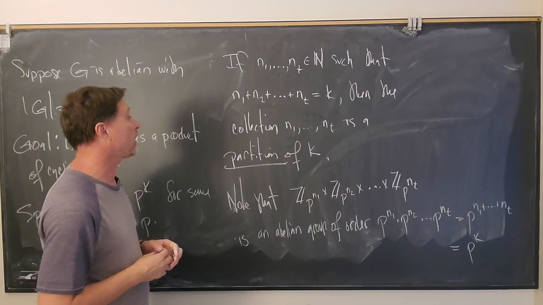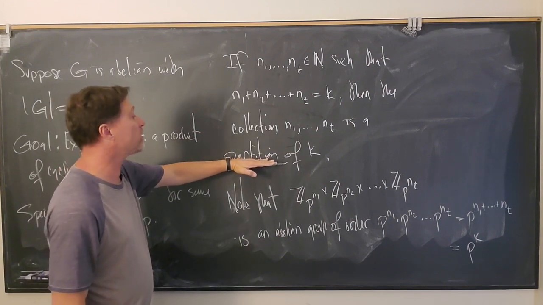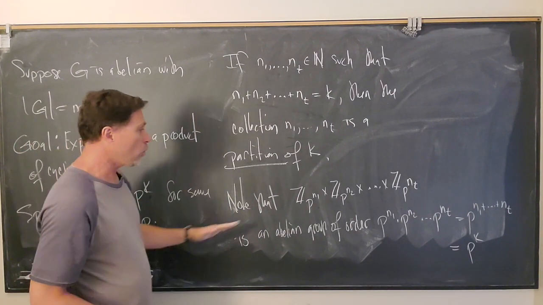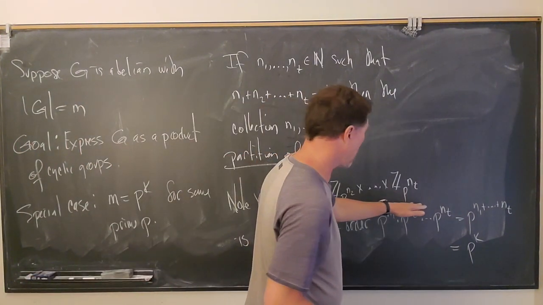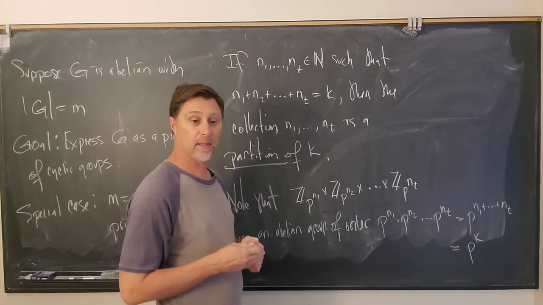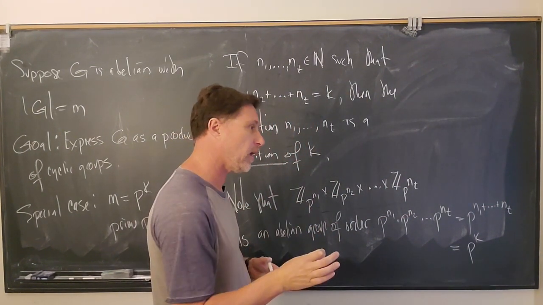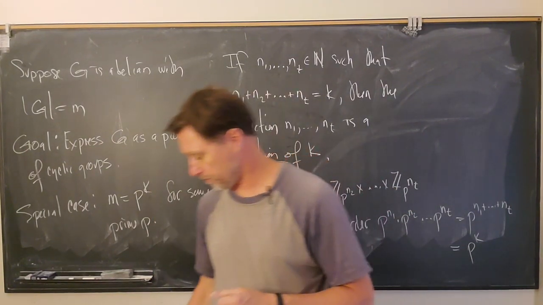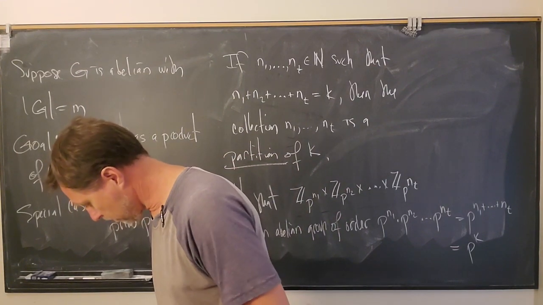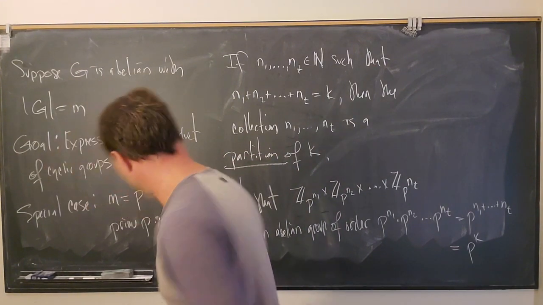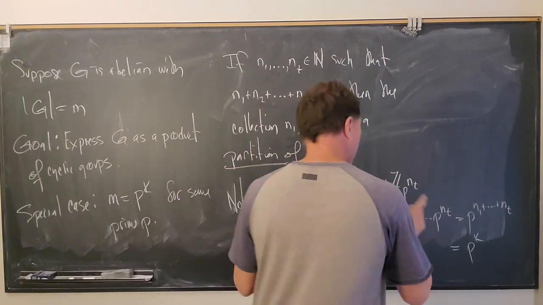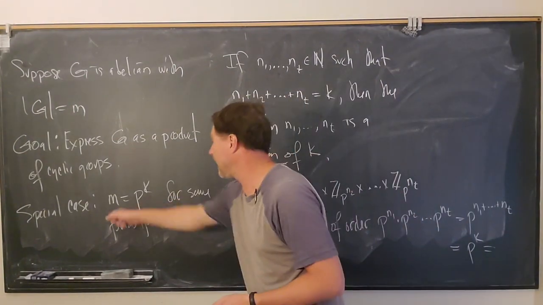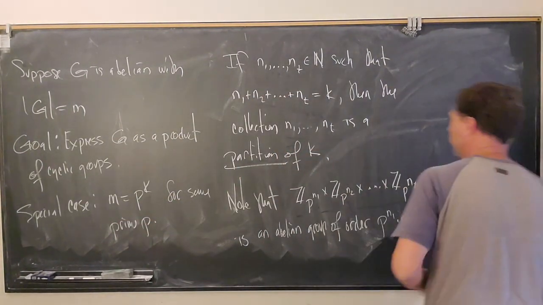So what that tells us then is each time we have a new partition of our exponent k, we can cook up an abelian group of order p to the k. So for each partition of k, it will correspond to a new abelian group of order p to the k. Sorry, I just got freaked out there. By the way, p to the k is equal to m, which is the order of our group.